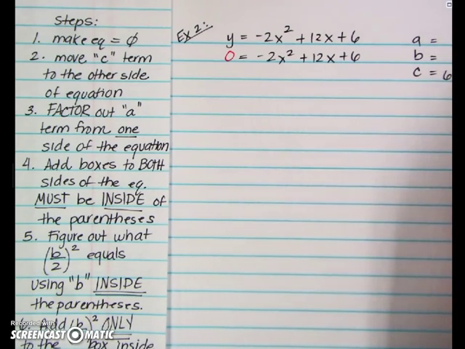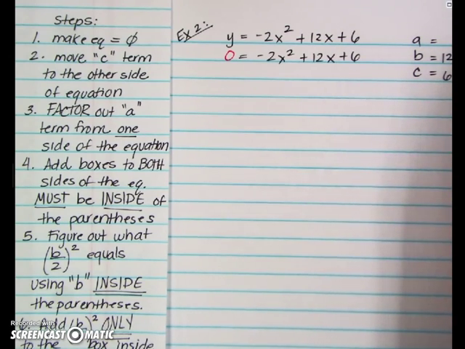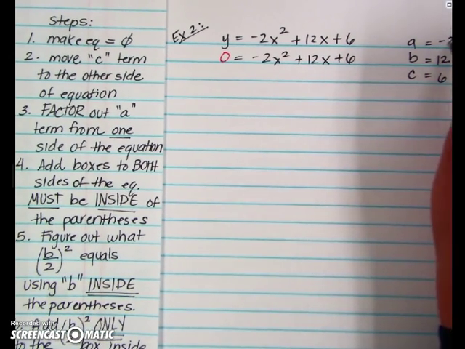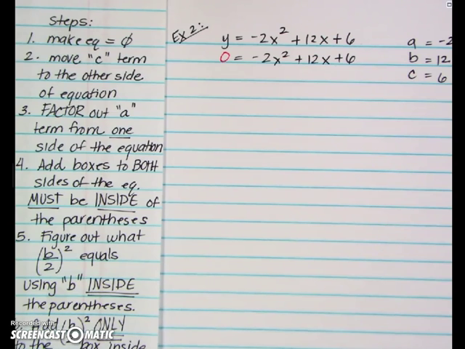It's 6. Good. What's the value of b? 12. And then what's the value of a? -2. So we know that a is not equal to 1, so we're going to have to factor.